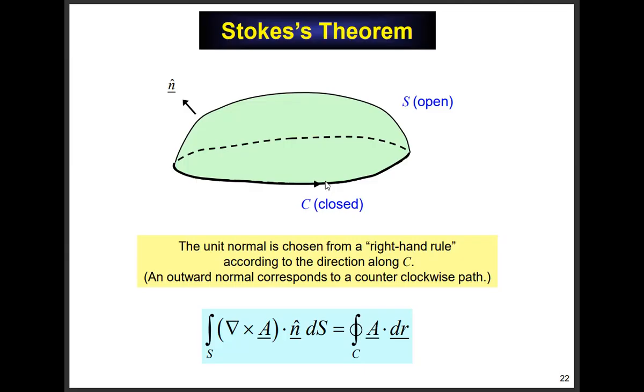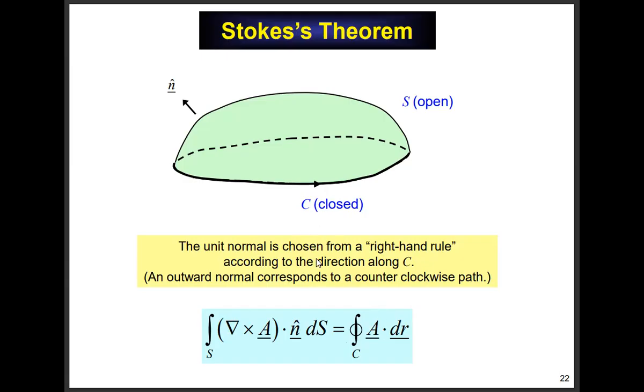So a flat surface bounded by a flat contour. That's a special case, but Stokes' theorem applies in general to any kind of crazy bowl that's ending on a path C. Anyway, now here's Stokes' theorem. The integral over the bowl of the curl of any vector function dot n is equal to the clothesline integral, because it's a closed path, of the vector function dot dr, the line integral of A dot dr.